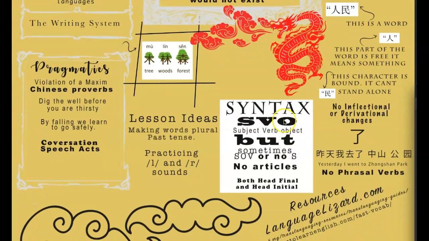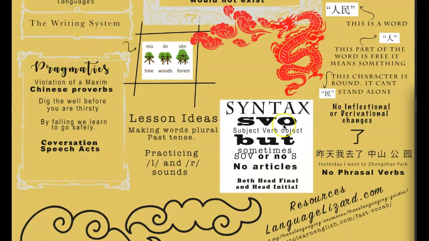So moving on to syntax, in Mandarin, sentence structure is subject, verb, object. In English, we do this too, but we never break this rule. Mandarin sometimes does. There are cases where you can order your sentences as subject, object, verb, or just subject, or you could put the object first.